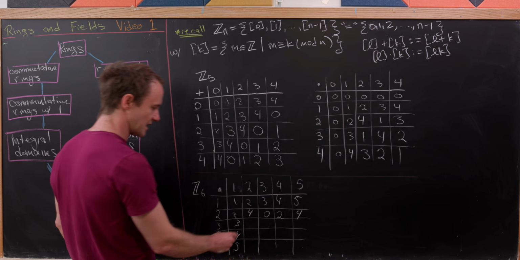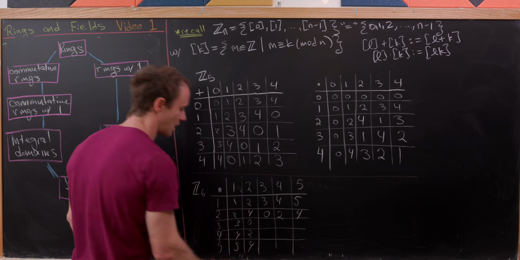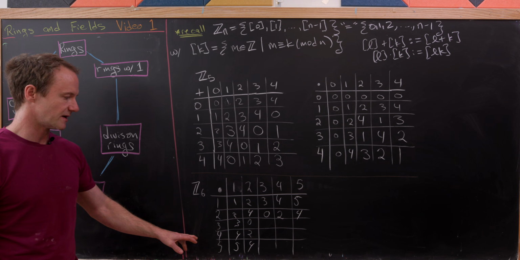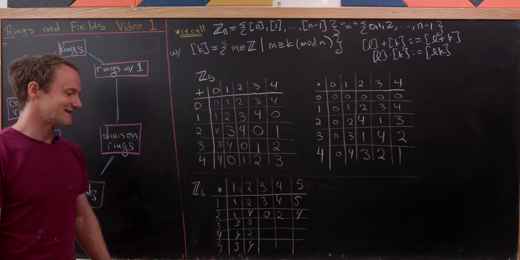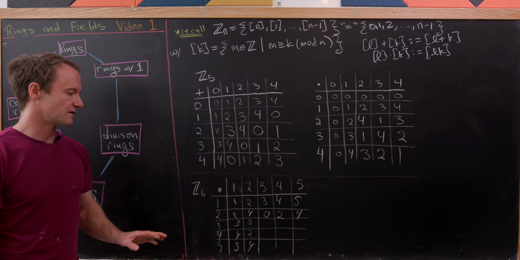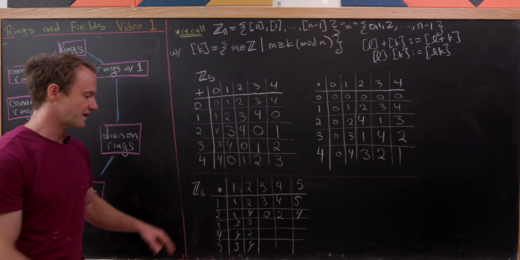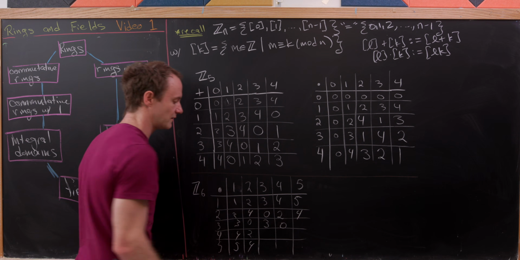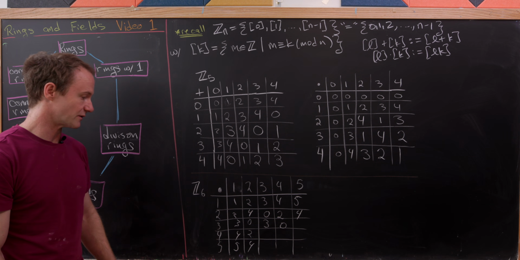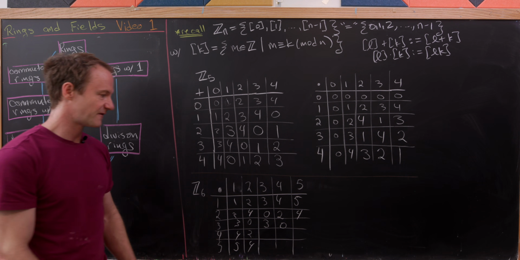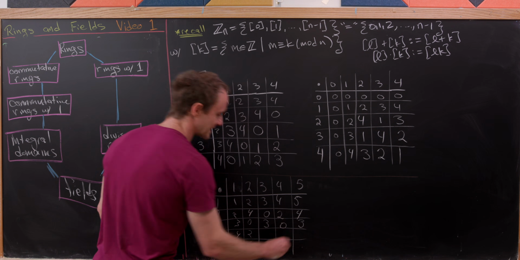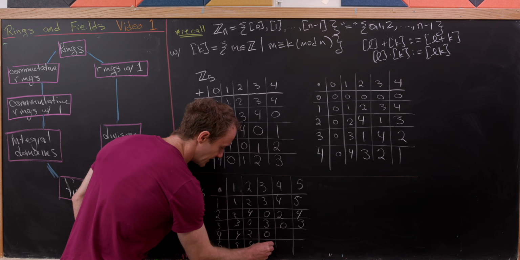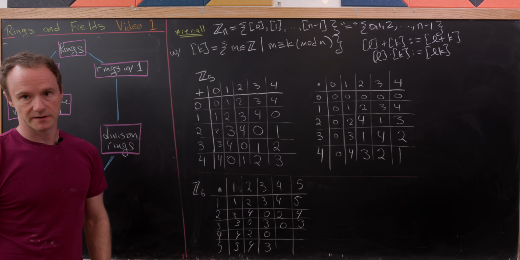And now I guess we can fill in this column based off the fact that multiplication is commutative again. Now let's do 3. So 3 times 3 is 9, but let's observe that 9 is 3 more than 6, so that makes that equal to 3. Then 3 times 4 is 12. 12 is a multiple of 6, so that's 0. And then 3 times 5 is 15, but that's 3 more than 12, so we're going to get a 3 there. And then here we can fill in 0 and 3.